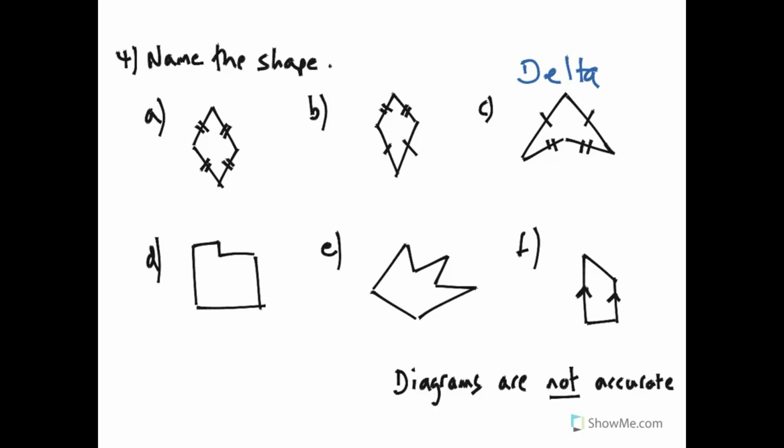Now E, one person did say it was a crown. That's not a mathematical name for a shape, so it's definitely not that. I need to count the sides. 1, 2, 3, 4, 5, 6, 7 sides. Now 7 in maths is hept. Hept. Agon. And you don't tend to do septagon. Some people have written that. It's best saying heptagon.